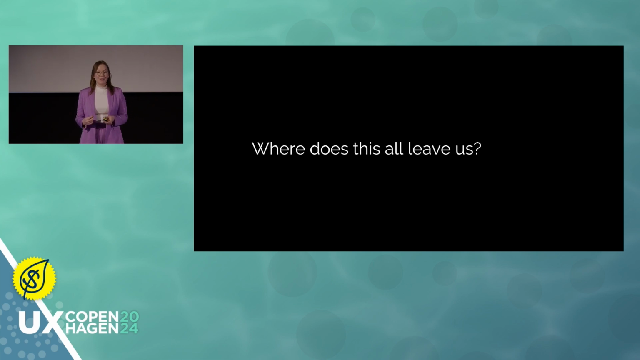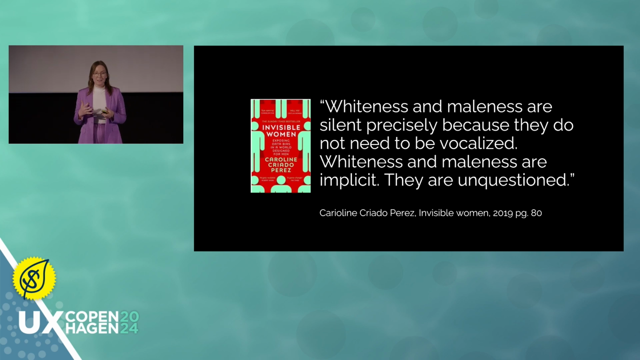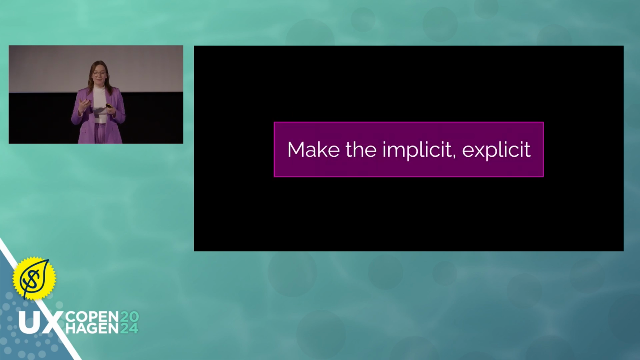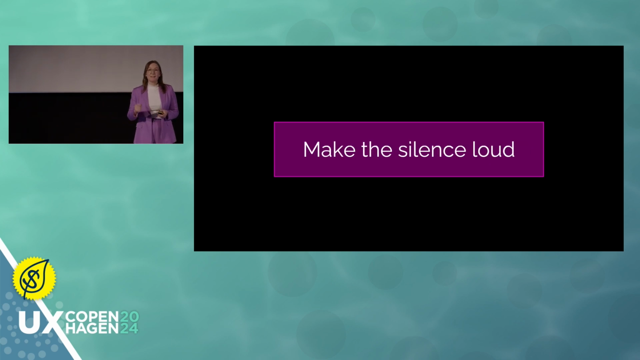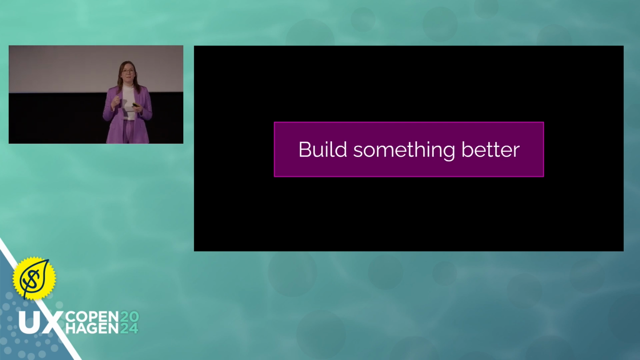So where does all of this leave us? I want to finish with this quote from Invisible Women. Whiteness and maleness are silent, precisely because they do not need to be vocalized. Whiteness and maleness are implicit. They are unquestioned. So my ask to all of you, make the implicit explicit. Make the silence loud. Dismantle the defaults and build something better.